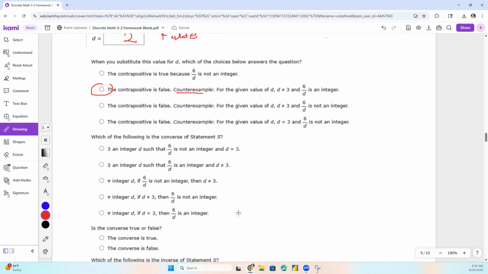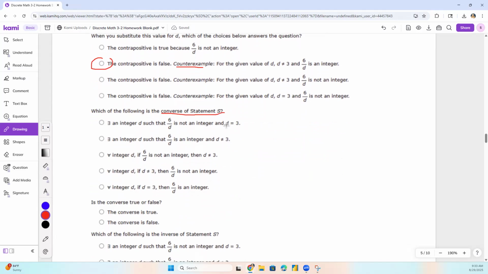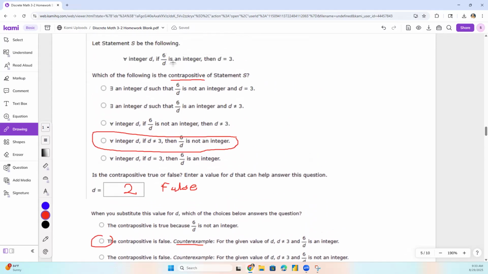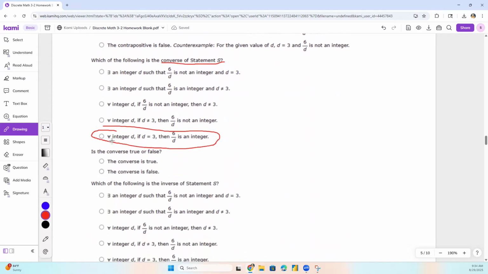Now, the next part of this question is, we want to write the converse of the statement. And for the converse, we need to remember the rule. The answer will be this one, because the converse is q then p. So remember here, if 6 over d is an integer, then d is 3. So its converse will be q then p. So we're going to choose for every integer d, if d equals 3, then 6 over d is an integer. And this is how we're going to do its converse.